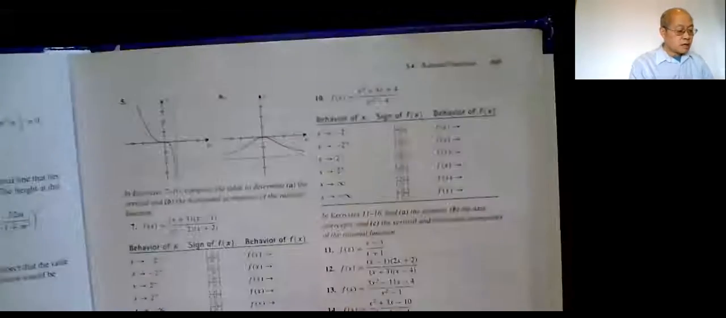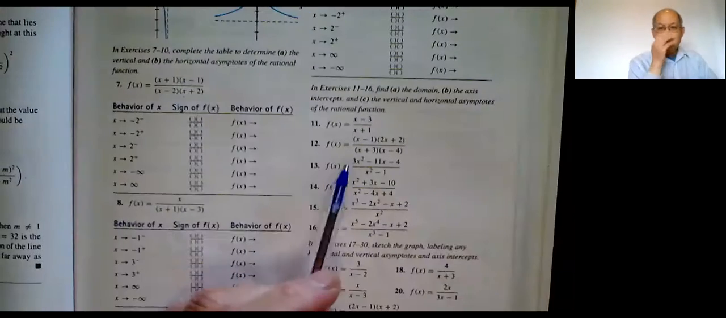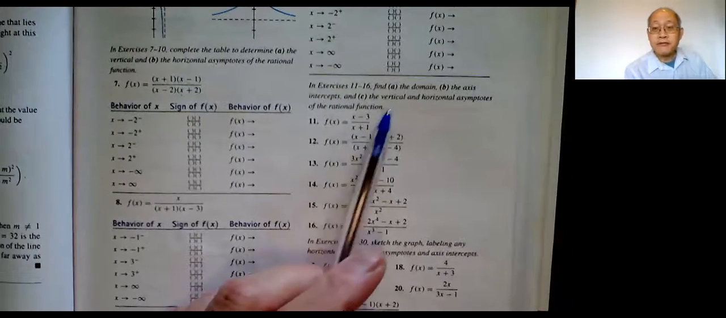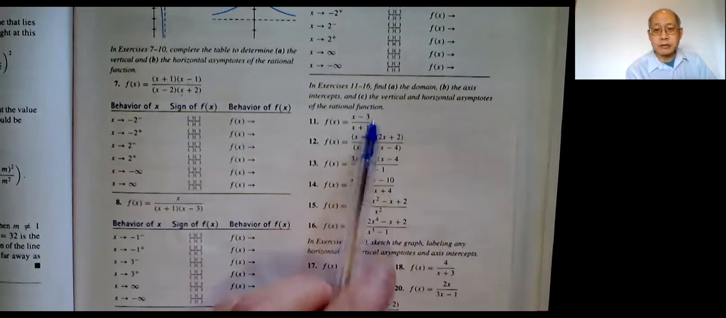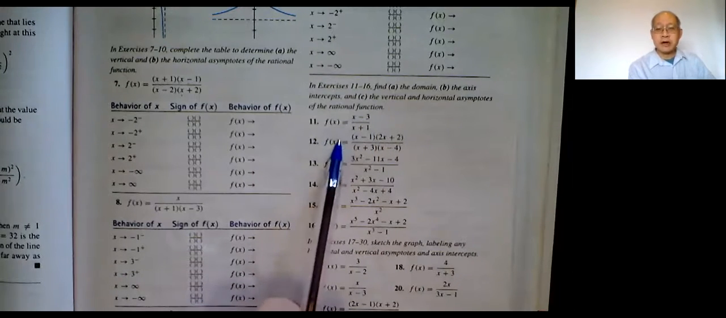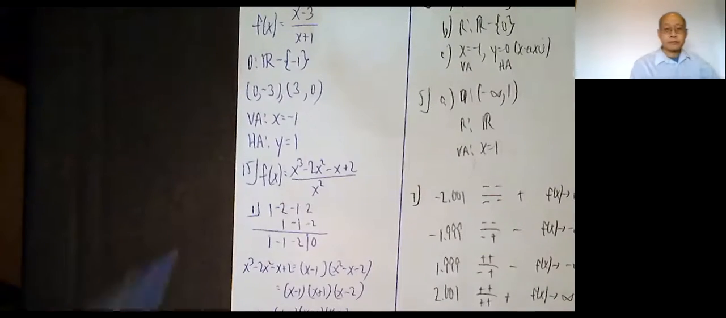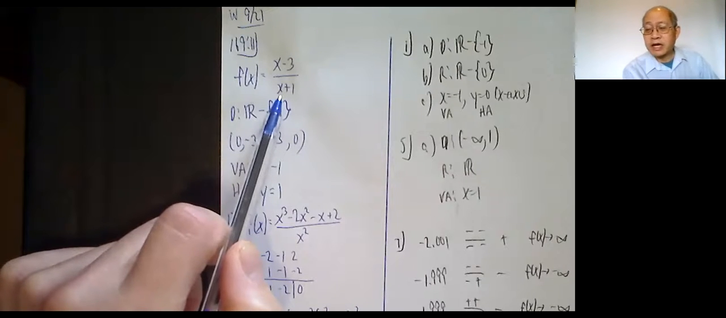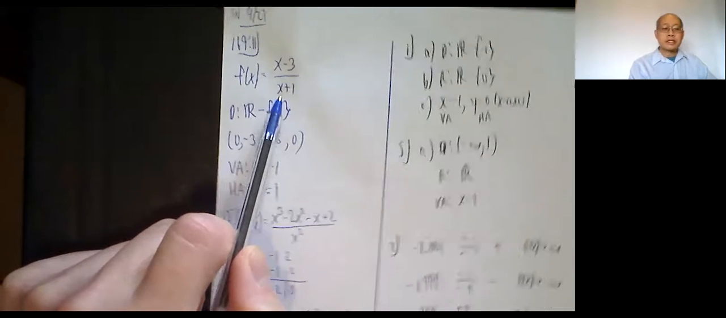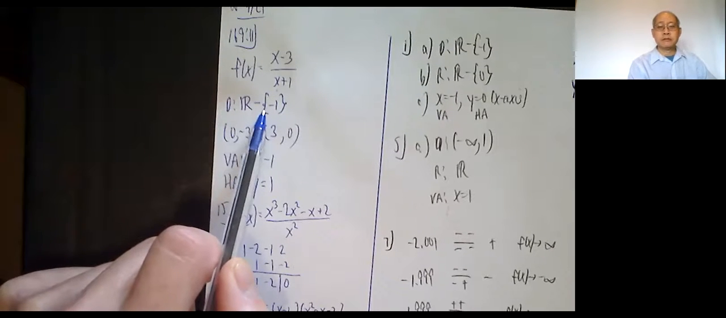Okay, then a couple problems here, and then maybe that's about it. All right, find the domain, the intercepts, vertical and horizontal asymptotes. Okay, so f of x is x minus 3 over x plus 1. Okay, so domain. Where is there trouble? The denominator, x cannot be negative 1. That's it. So the domain is all real numbers minus a set consisting of negative 1.